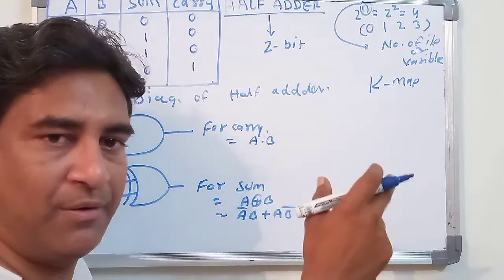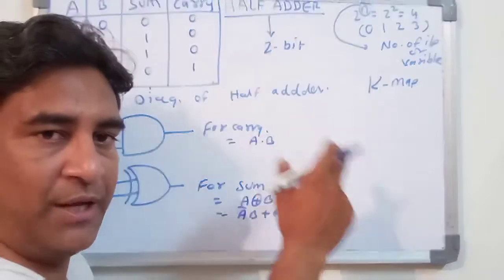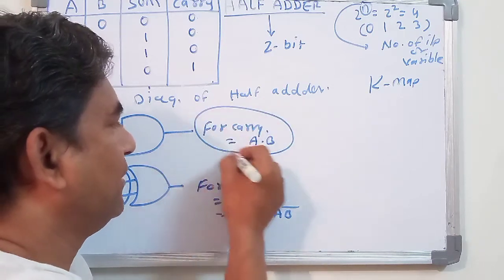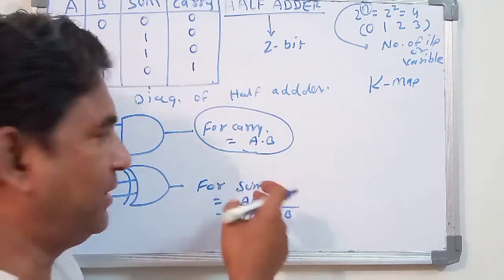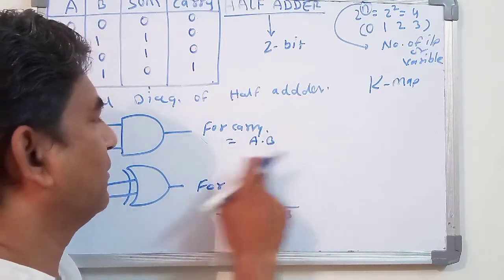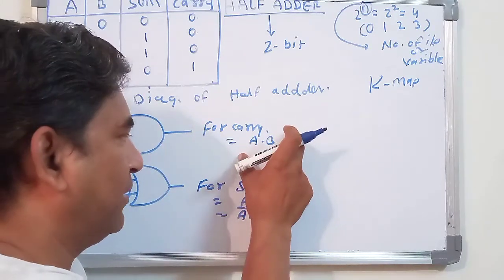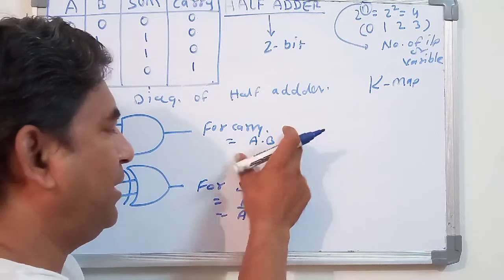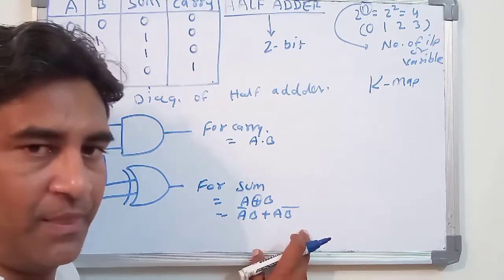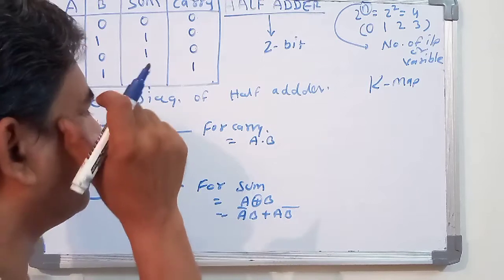Karnaugh map. When you are able to study this Karnaugh map, you will be able to design the logical equation also. We will see that later, but it is not included in your book, so we will not see it here. You may only observe that for the carry you are obtaining a dot b, and for the sum you are obtaining a bar b plus a b bar. Okay, now we have to prove the value.